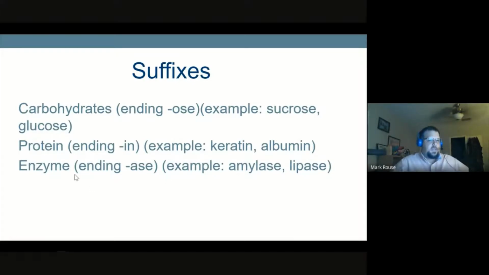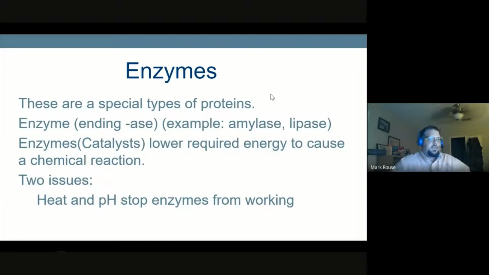And then lastly, we have enzymes, which are a type of protein we're going to look at in just a minute. Typically the ending for that is ase: amylase, lipase, protease. We'll see that in just a minute. On the chart, remember I told you lip was fats. So lipase is an enzyme that breaks down fats. Okay. So enzymes are special types of proteins. These enzymes end in ase. For example, lipase and amylase, which are found in the intestines of animals.